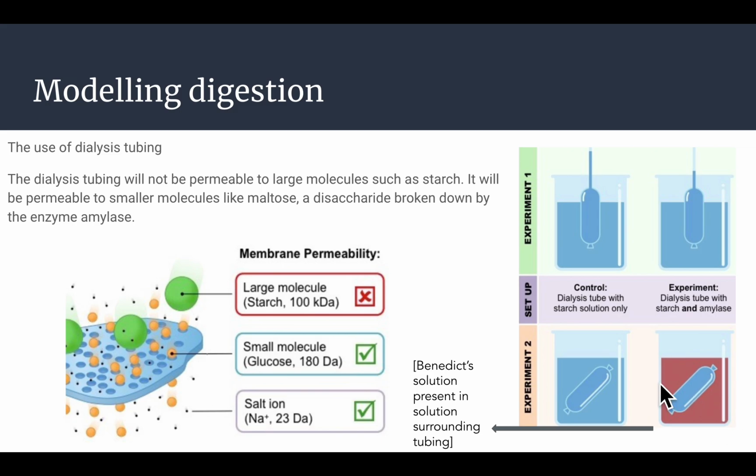So this Benedict solution will test for the presence of these sugars, and when it picks that up, it's going to change color, or it's just going to turn red, shown in this diagram, as this maltose is detected.